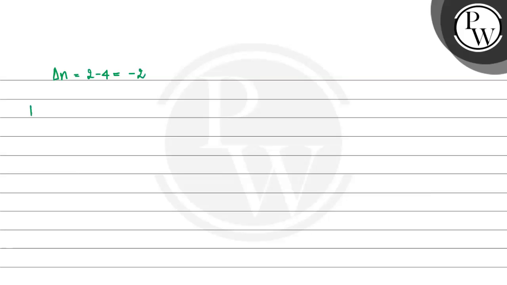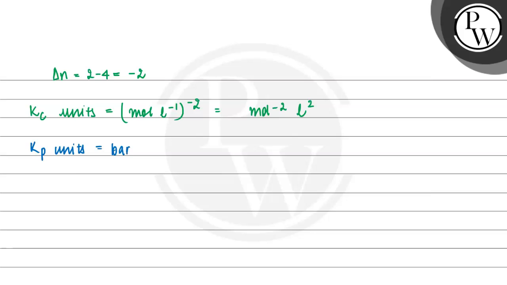So let us put the value of delta n into the units of Kc. Kc की units हमारी हैं, we know it is (mole liter inverse) to the power delta n. तो हम डेल्टा n की अगर वैल्यू रखते हैं यहाँ पे -2, तो हमारा हो जाएगा mole to the power -2 and liter to the power 2. And if we want to find out the value of Kp की हमारी units हैं bar to the power delta n, which will be equal to bar to the power -2.